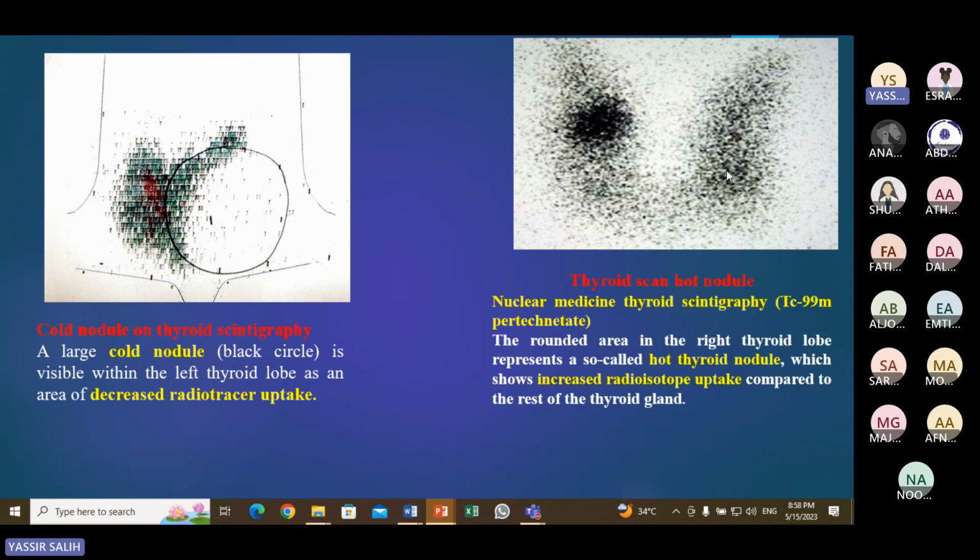Here there is a distribution of the radio tracer evenly, symmetrically distributed in all parts. But in this area there is increased uptake. So this nodule is called a hot nodule, because there is increased uptake. And this is a cold nodule because there is decreased uptake.